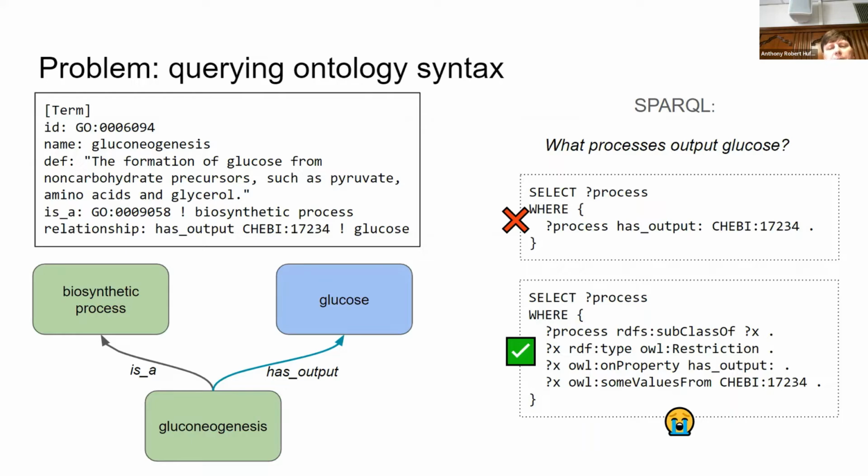A lot of people who have worked with RDF-level OWL are probably very familiar with this. The has output relationship is an OWL existential restriction. It is made up of these four triples: its on property has output and some values from the ChEBI term. That's not very pleasing to query, and to have to write all that down when you're trying to write a SPARQL query.